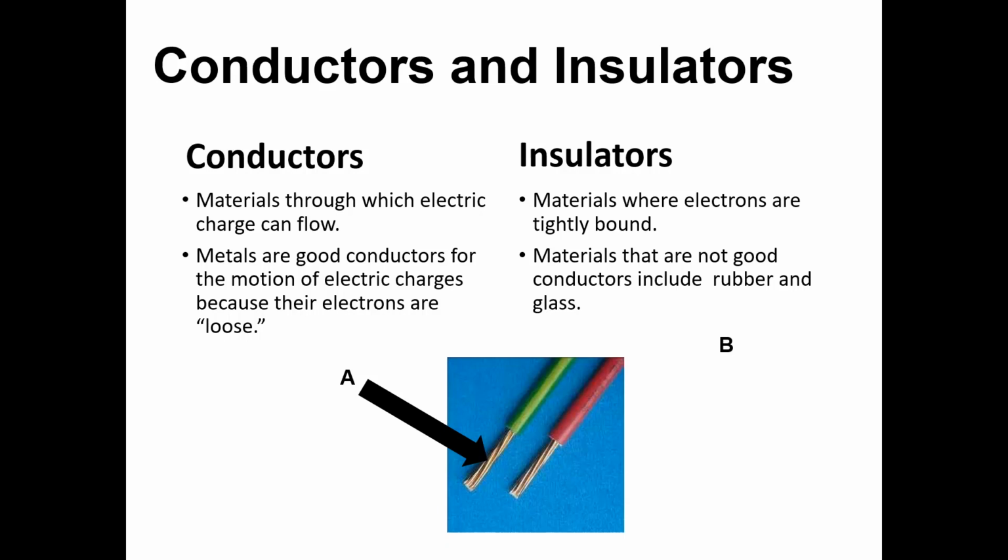So you can see on these two wires, the conductor is the wire part, usually copper in there, and the insulator is what's around it, the rubber. So electricity can flow through that metal portion, but that insulator around the outside keeps the electricity in there and doesn't let it jump out and hurt us or start things on fire.